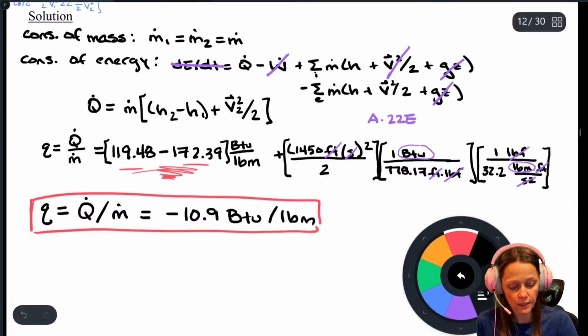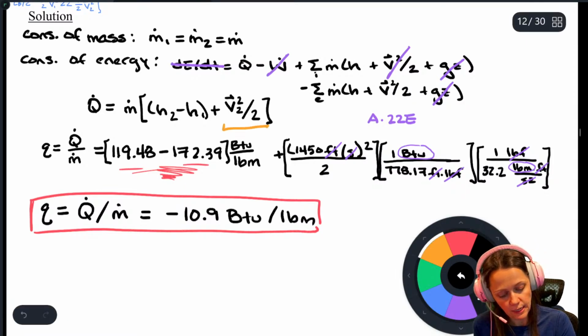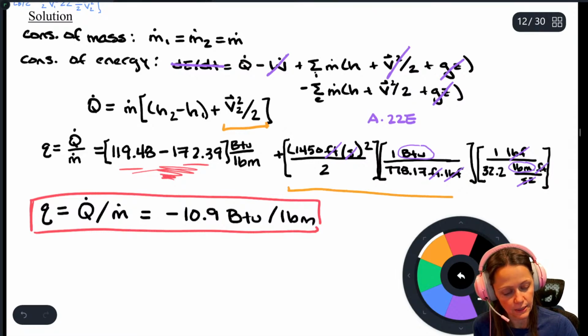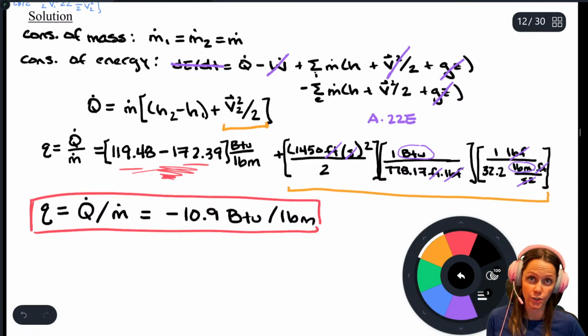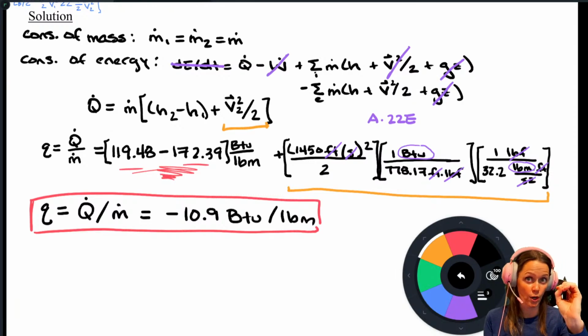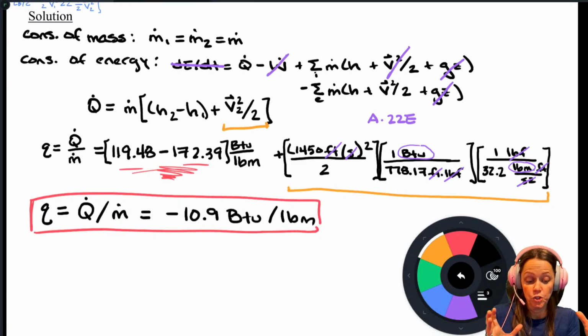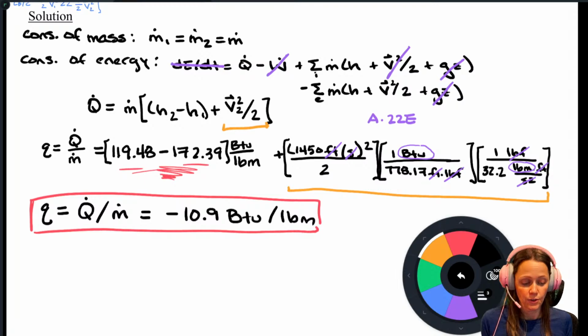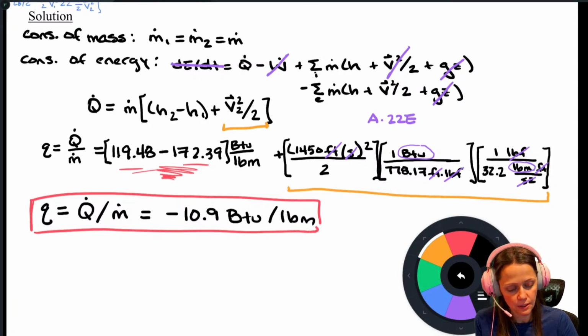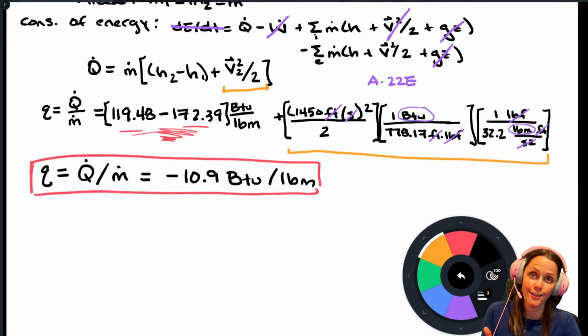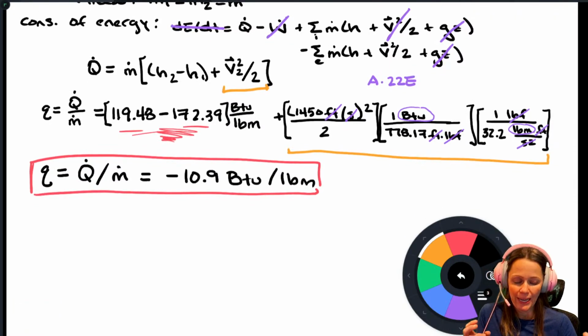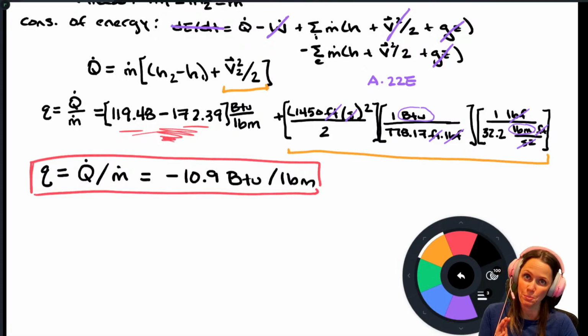And then this guy right here is effectively the change in kinetic energy, because the kinetic energy at 1 was 0, right? So the change in kinetic energy is this 1450 squared divided by 778.17 times 32.2. So as far as a scaling analysis goes, you can see why we typically ignore that term, because it's usually pretty small.